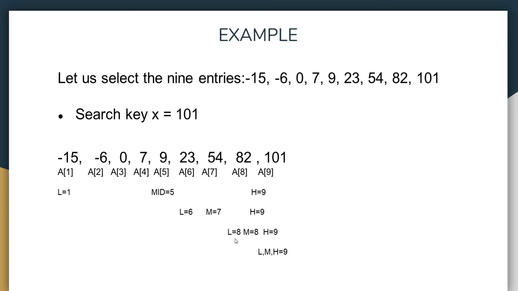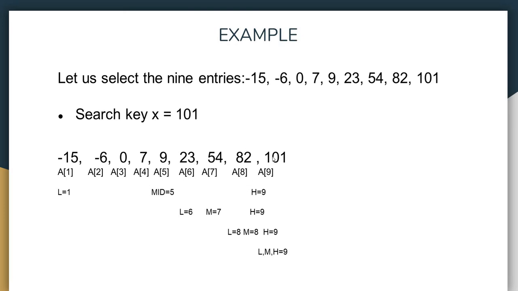So we have to check the while condition. While low is less than or equal to high, condition is true. So we have to calculate the mid position. Mid equal to low plus high divided by 2. Here mid value equal to 8. The mid position value 82 is compared with search element 101. Here also the 101 is greater than mid position value 82.